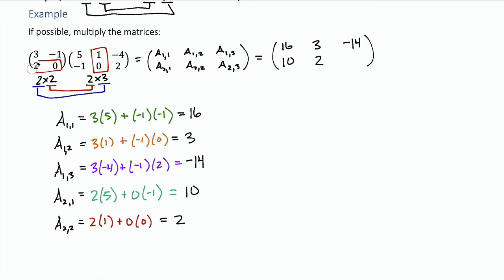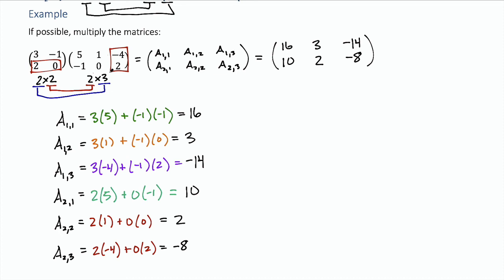And finally, our last entry is entry A23. So that's the second row, third column. I probably should have used a different color there, but it's okay. So we do 2 times -4 and 0 times 2. That's -8 plus 0, which is -8.